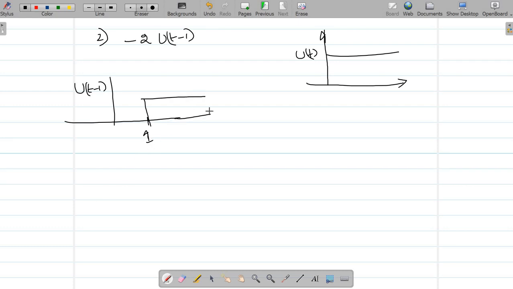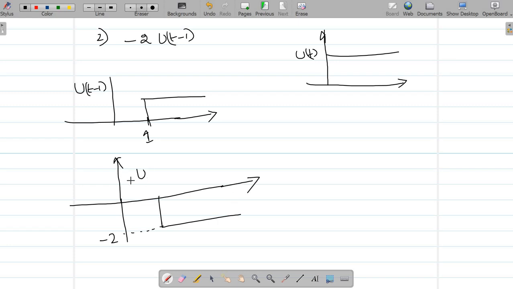After this, I want to multiply the signal with negative 2. When I multiply the signal with negative 2, the signal gets reflected on the x-axis. So the signal becomes something like this. This is negative 2. So the amplitude of the signal becomes negative 2, and this becomes negative 2 u of t minus 1. Let us take one more example.